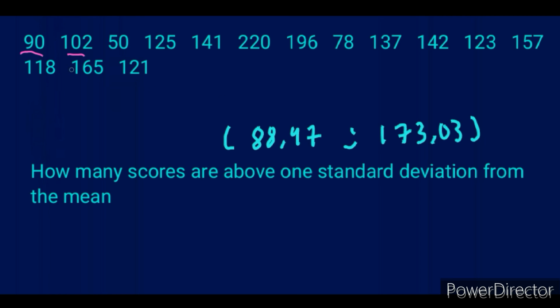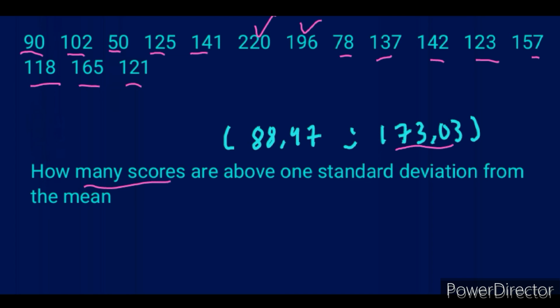What about 102? It's not above. 50 is not above. 125 is not above. 141 is not above. 220 is above. And then 196 is also above. 78 is not above. 137 is not above. 142 is not above. This is not above. This is not above. This is not above. This is not above. And also this is not above. So only 2 scores are above 1 standard deviation from the mean.